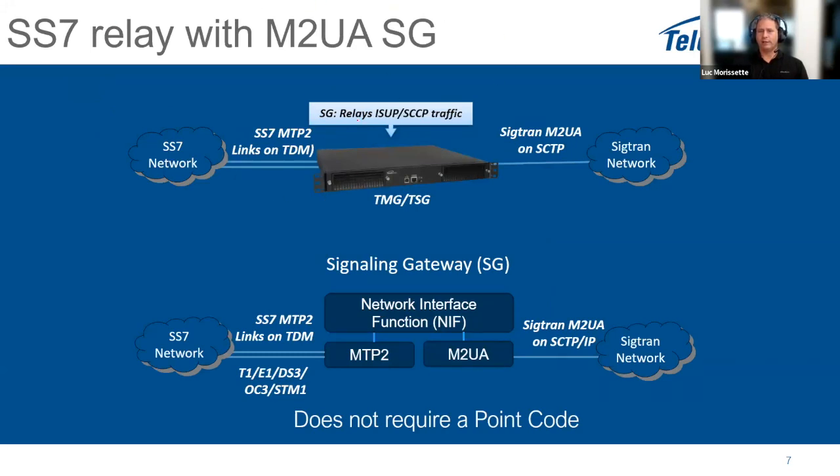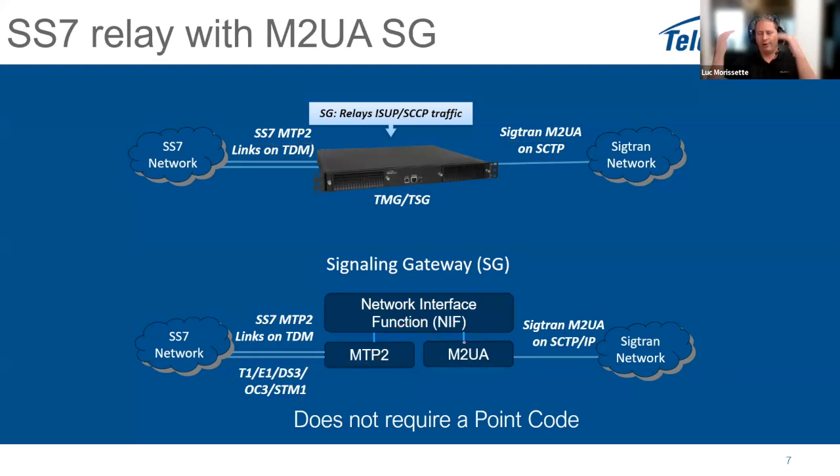So when we use the signaling gateway mode, we have an SS7 network here on the left side, which is TDM. And we have another SS7 network here, but it is over IP. So here I called it a SIGTRAN network. So you have your SS7 MTP2 links on the TDM coming from here, and SIGTRAN M2UA on SCTP IP on this side. So this just relays the traffic, and you can see here the TDM networks can be any kind here, T1s, DS3s, OC3s. You get those MTP2 links, and you repackage them in M2UA going to the SIGTRAN network.